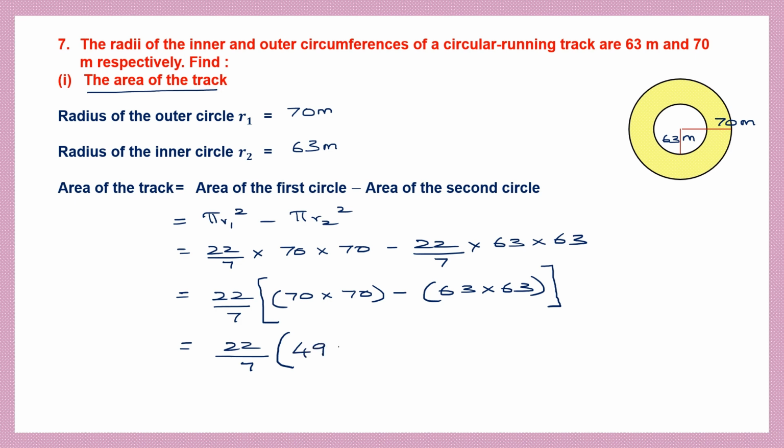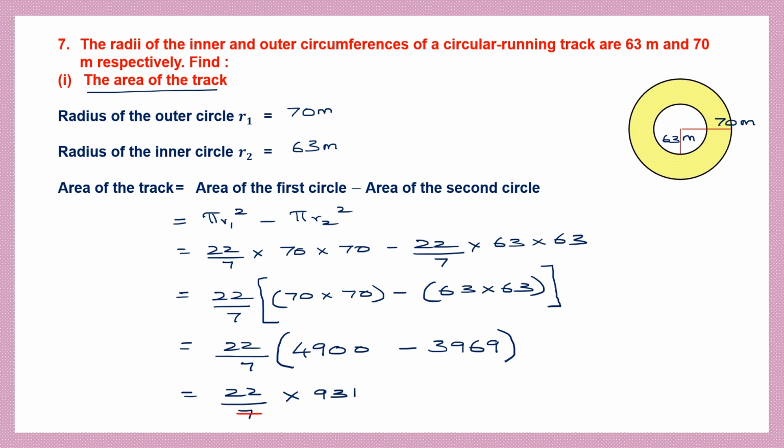0 into, and there are two zeros, so we add two zeros. Then we have to multiply 63 into 63, and that is 3969. So after that we have to subtract. So 22 by 7 into, now subtract these two numbers, and that is 931. Now see whether you can cancel anything here. See whether you can cancel 7 and 931.